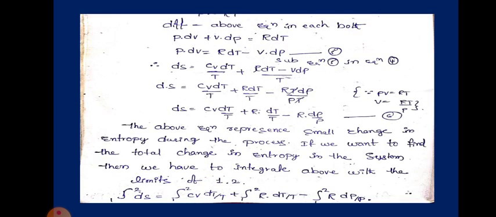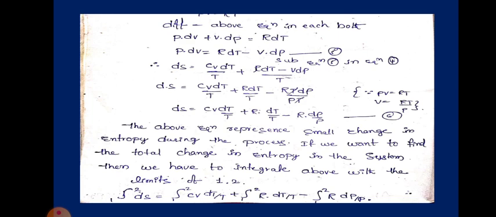So ds is equal to cv dT by T plus P dV by T. Substitute equation number 2 in equation number 3, that is ds is equal to cv dT by T plus P dV by T. This is equation number 4. But according to the 1 mole ideal gas equation, PV is equal to RT. So differentiate the above equation on both sides, that is P dV plus V dP is equal to R dT. So P dV is equal to R dT minus V dP. This is equation number 5.